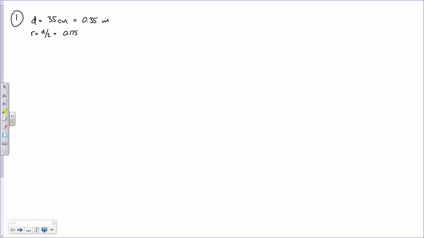How do you determine the volume of a sphere? 4/3 pi r cubed, exactly right. So we have 4/3 pi r cubed, so 4/3 times pi times 0.175 meters cubed, and that equals what?